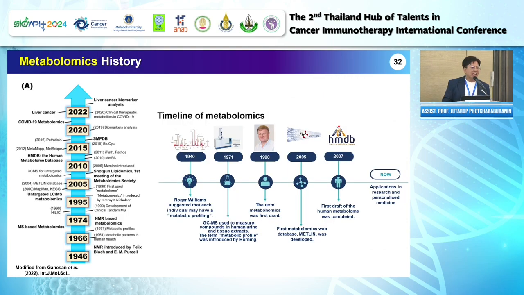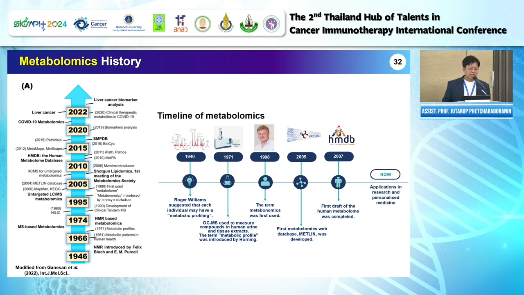But luckily, after the scientific revolution and also the industrial revolution in England, technologies evolved and developed. On the left-hand side is the metabolomic timeline from 1946 to now, but just a brief summary of this timeline, you can look at the right-hand side panel, which I summarize here. So in 1940, Roger Williams suggested that each individual may have a metabolic profile. That means during that time, they believed that each and every one of us would possess our own distinct metabolic profile.